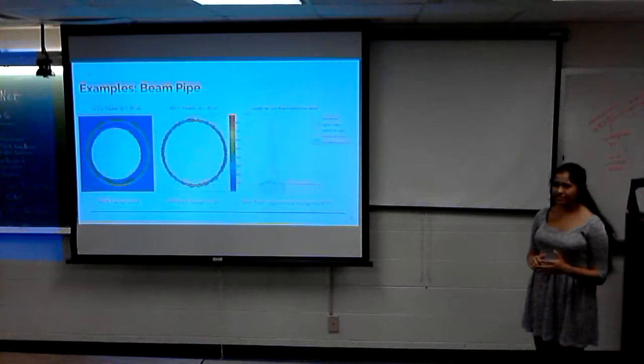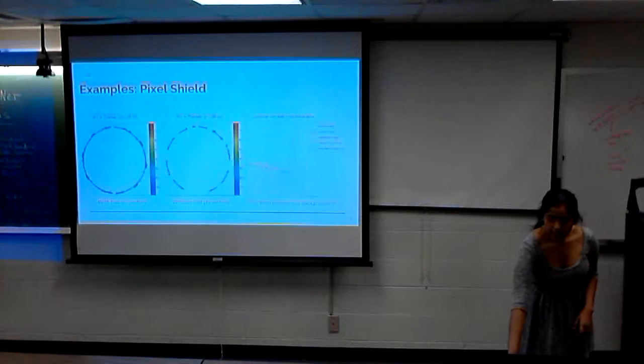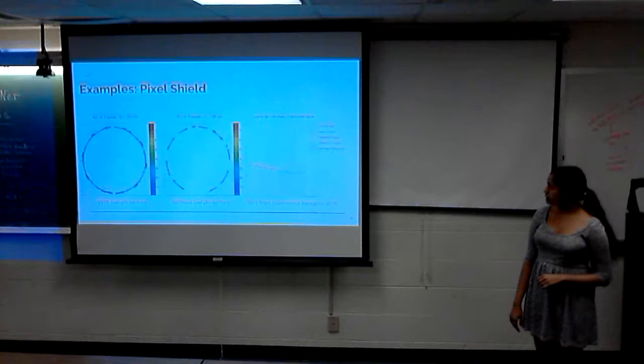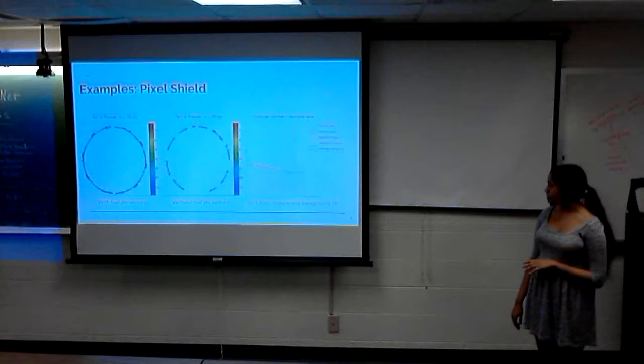Here's another example of what it looks like with the pixel shield. Again, the first one is a photo with bad phi sectors, the second one is without the bad phi sectors, and the third one is a slice from another exponential background fit.